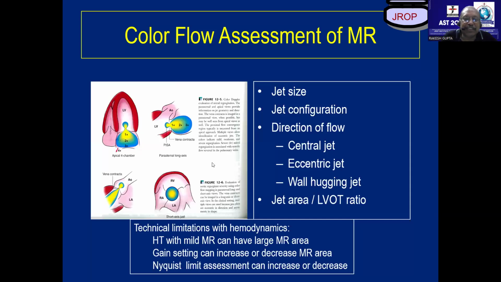Now look at this slide very carefully. This is my LV, this is my aorta, this is my LA area, correct? So it has got three parts. One part is through which it's originating. This is known as flow convergence. This is vena contracta and this is jet area.